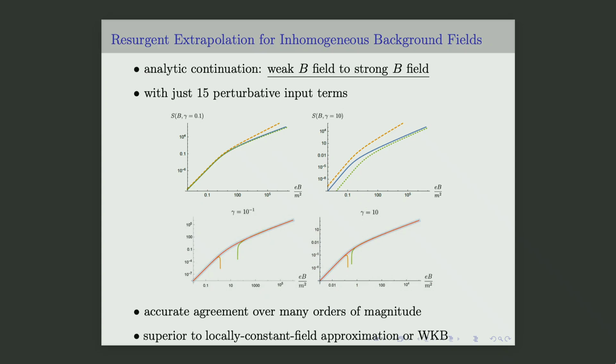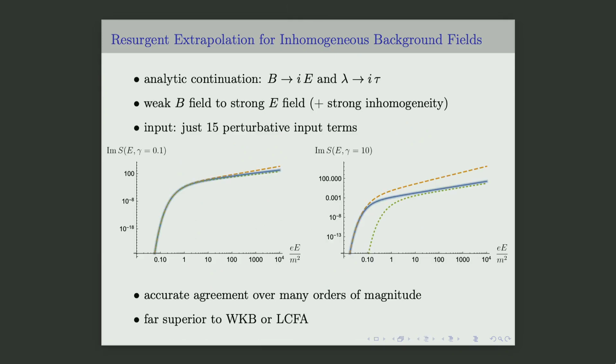So the blue line is the exact result. This is the locally constant field approximation. This is WKB. When the field is very inhomogeneous, both of those approximations are hopeless. You use these extrapolations, and you can't tell the difference from the answer. Okay, I think this was with 15 input terms. You can do the same thing for the electric field. So now you're looking for signals that are exponentially small, and you can still do the extrapolation with very high precision. And again, these other approximations that are widely used are absolutely hopeless. So we're proposing this as a different way of looking at extrapolations.